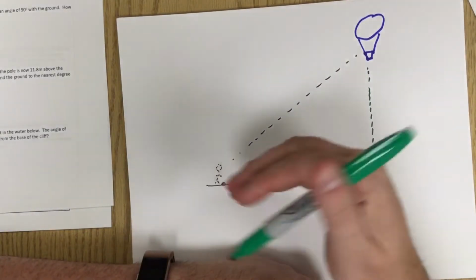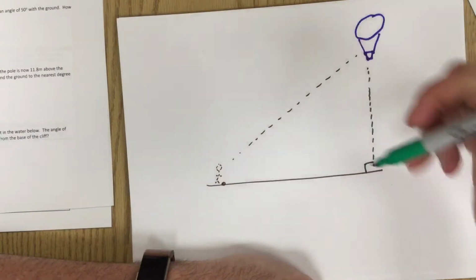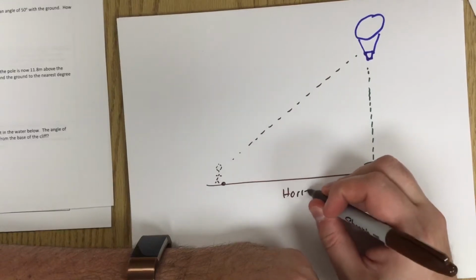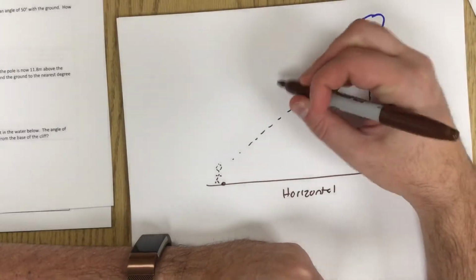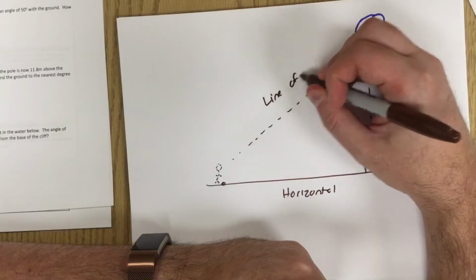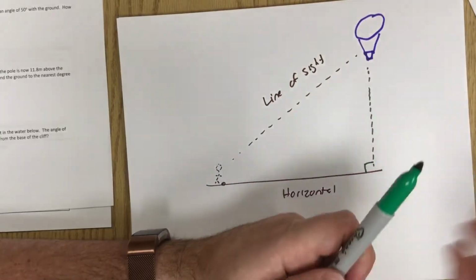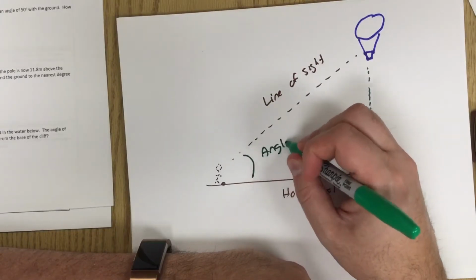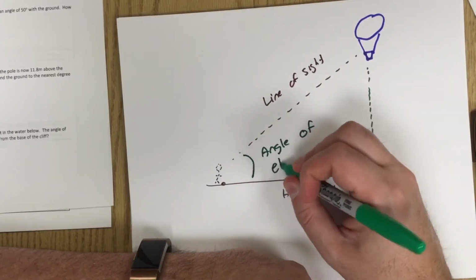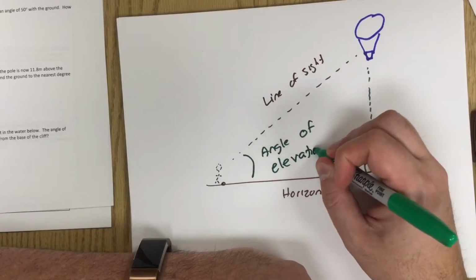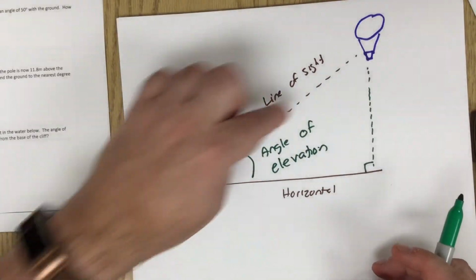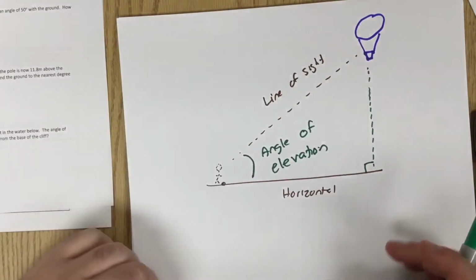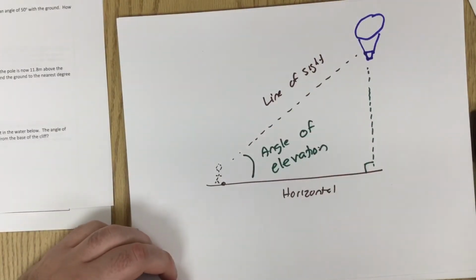And this angle here, the angle between the horizontal line and the line of sight, we're going to call this one over here the angle of elevation. So again, it's not this angle over here or some other angle, it's between the horizontal and the line of sight. And that angle over there is the angle of elevation.